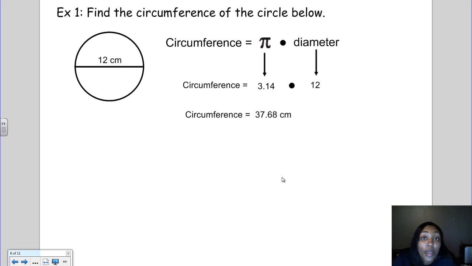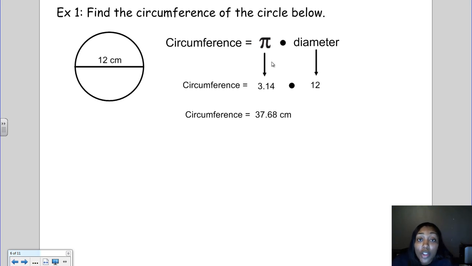So let's look at some examples. This first example, we're asked to find the circumference of this circle. So the first thing we want to look at is what part of the circle did they give us. So if we look at the picture, they gave us the diameter. They gave us the line that goes all the way across. And they told us that the diameter is 12 centimeters. So that means I want to use that first formula, pi times diameter.